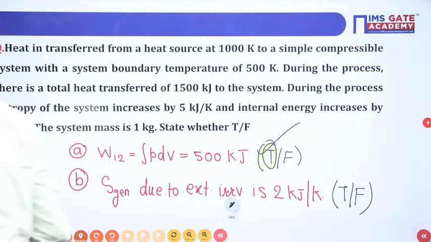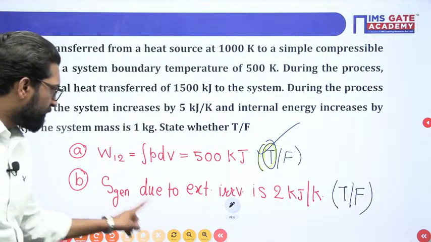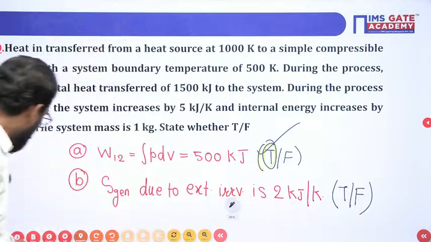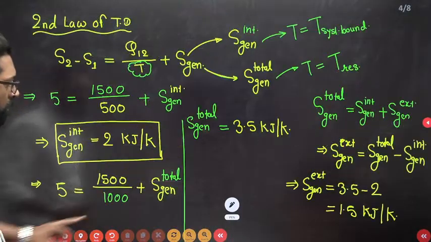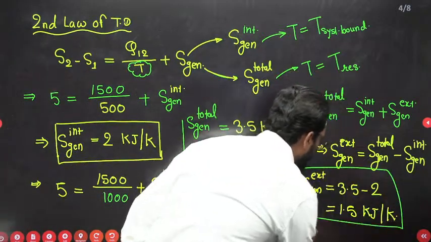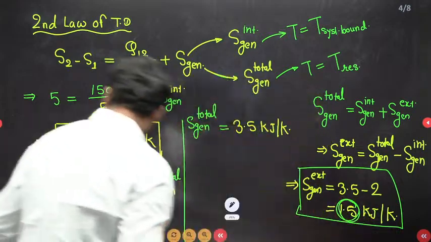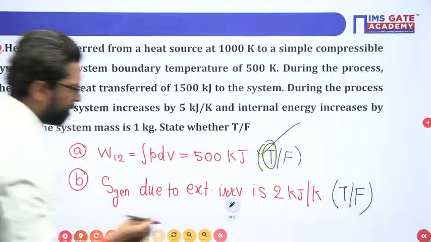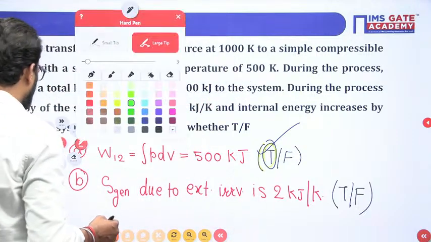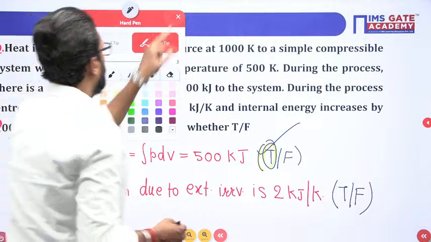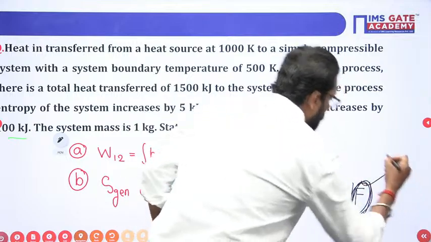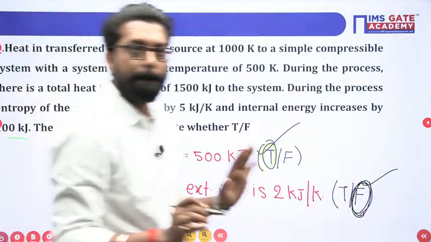But in this question, the statement says entropy generation due to external irreversibility is 2 kilojoule per Kelvin. Here it is 1.5. So the answer is false. This option is false. Clear?